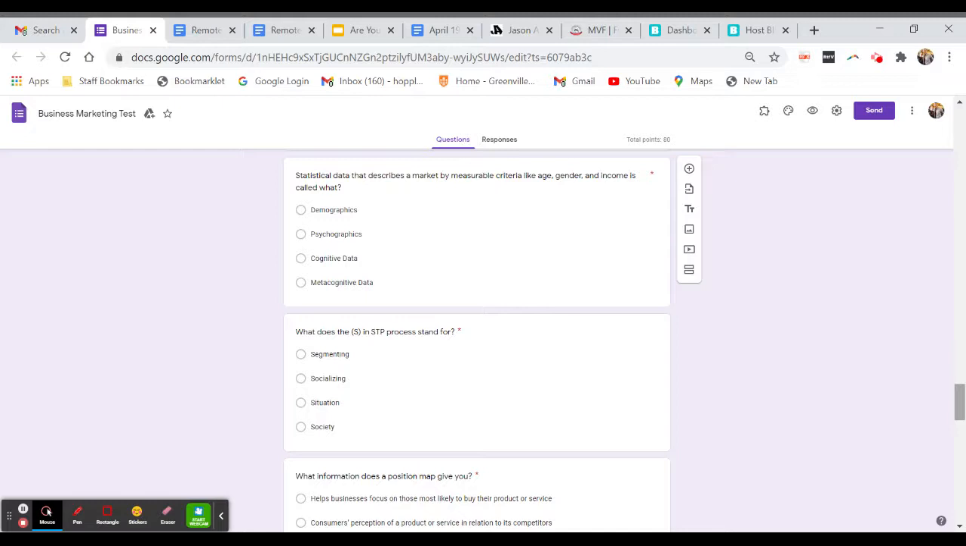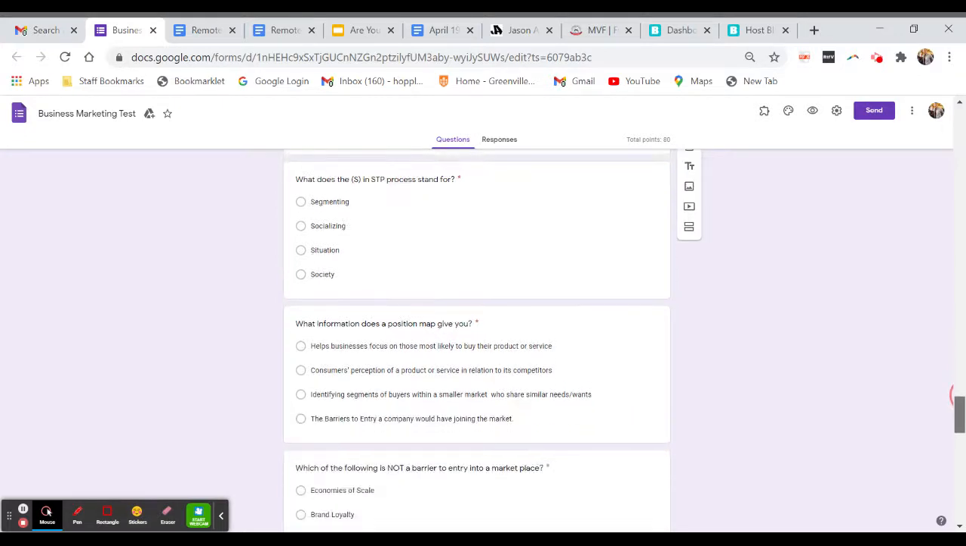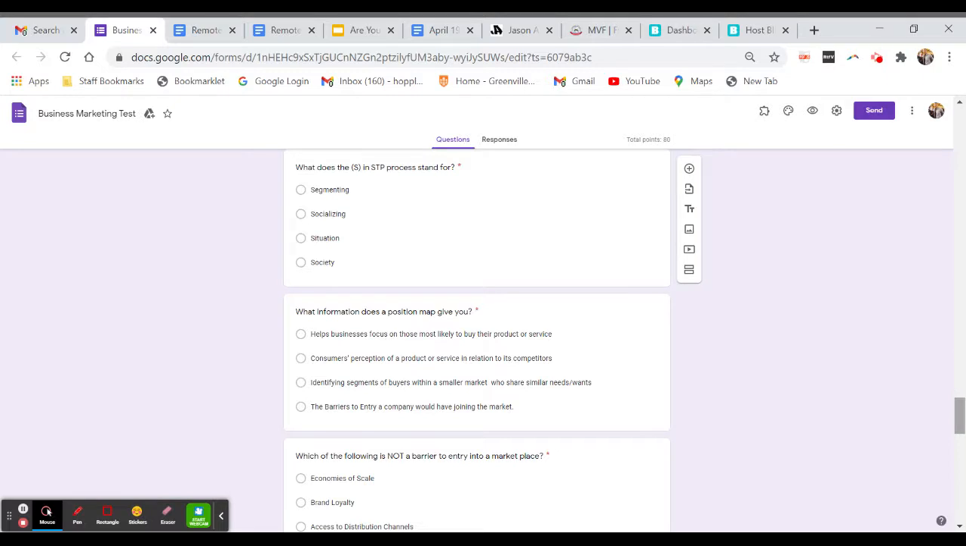Statistical data that describes a market by measurable criteria like age, gender, and income is called what? Demographics, psychographics, cognitive data, or metacognitive data? What does the S in STP process stand for? Segmenting, socializing, situation, or society?